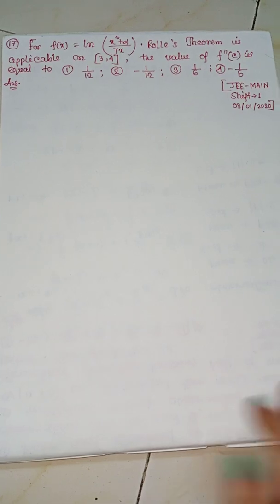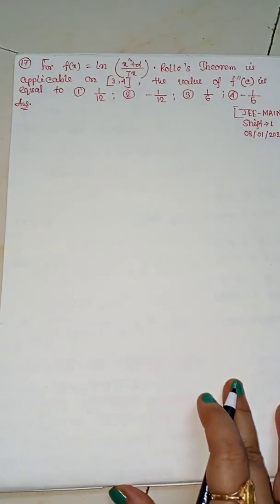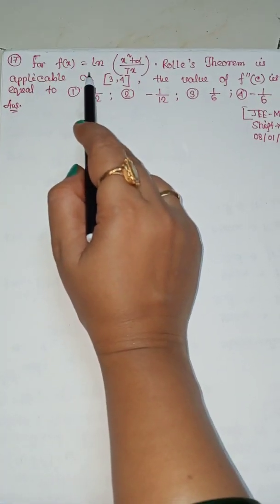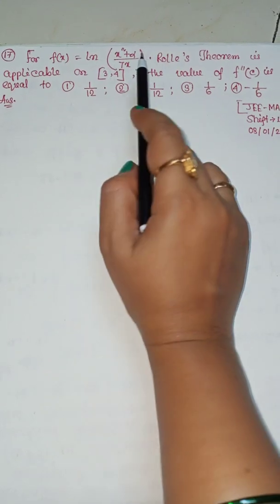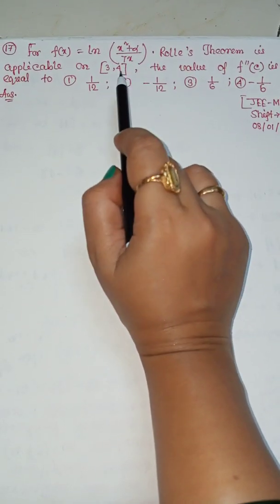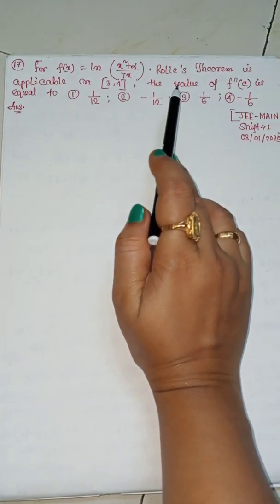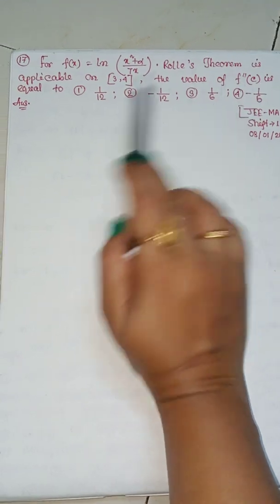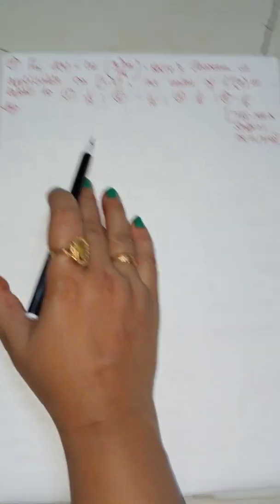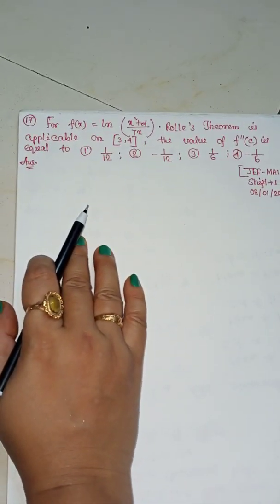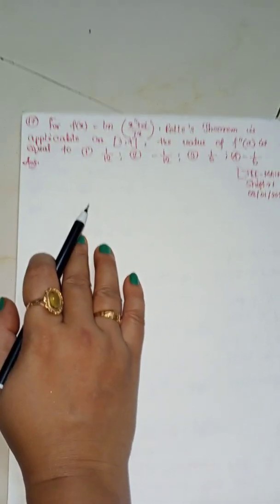Today we solve the JEE Main Shift 1, 8 January 2020 question. Question number 17: For f(x) = log((x² + α)/7x), Rolle's theorem is applicable on the closed interval [3, 4]. The value of f''(c) is equal to what? Four options are given. This is a problem on Rolle's theorem and functions.